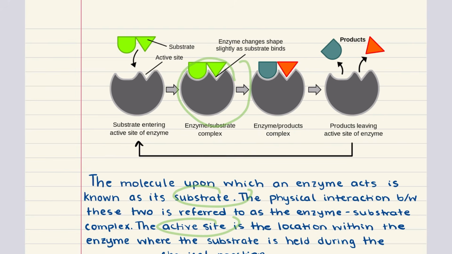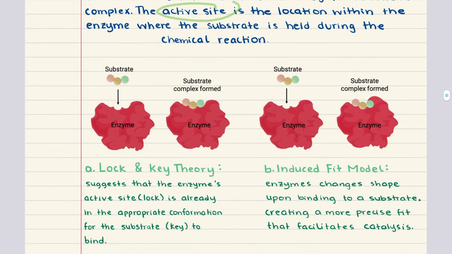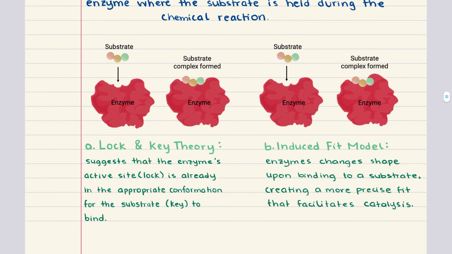Now, there are 2 main models we use to describe how the enzyme and substrate interact. The first model is the lock and key theory. This model suggests that the enzyme's active site is already in the exact shape needed to fit the substrate, just like a key fits into a specific lock. The implication here is that only the right substrate will fit perfectly, and binding happens without much adjustment.